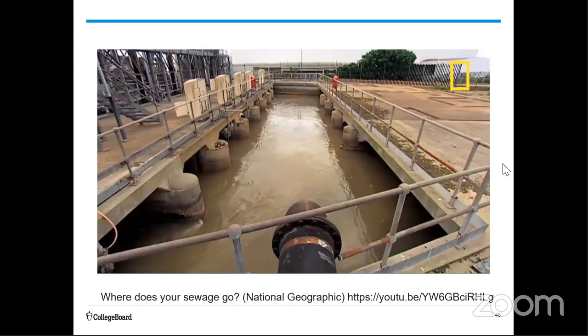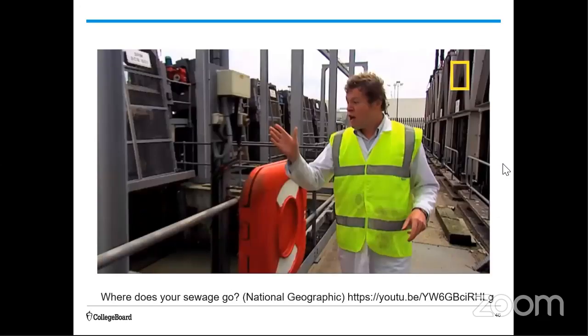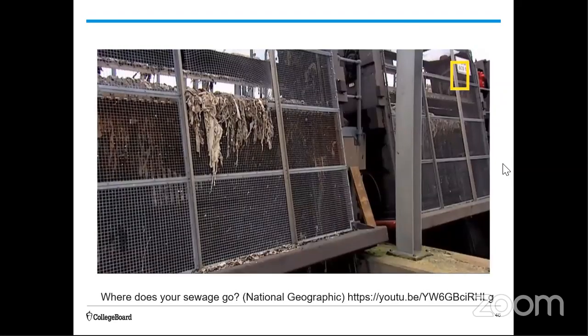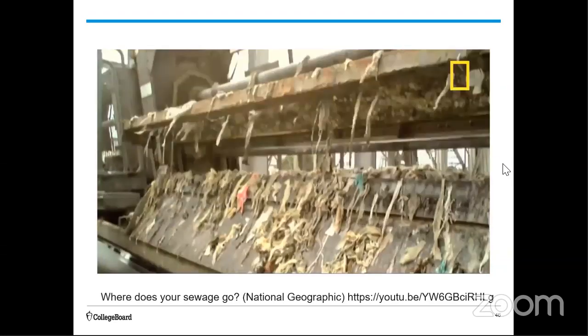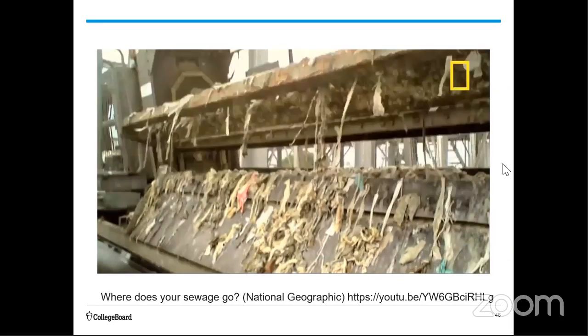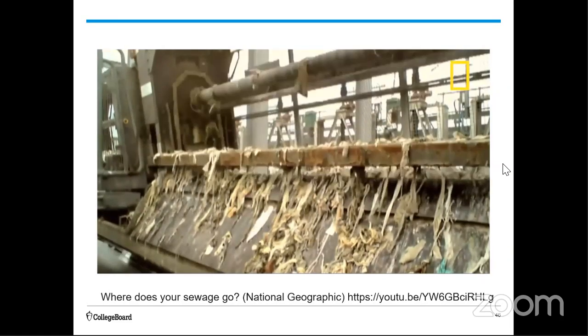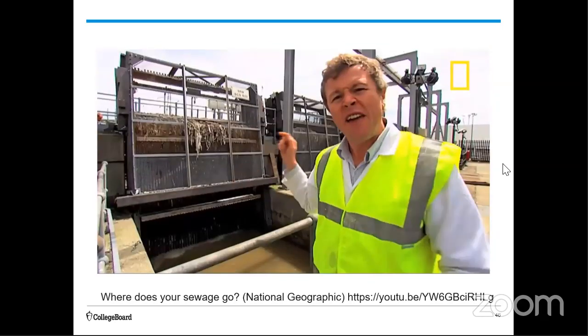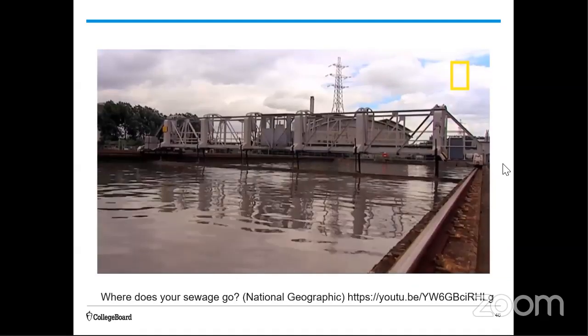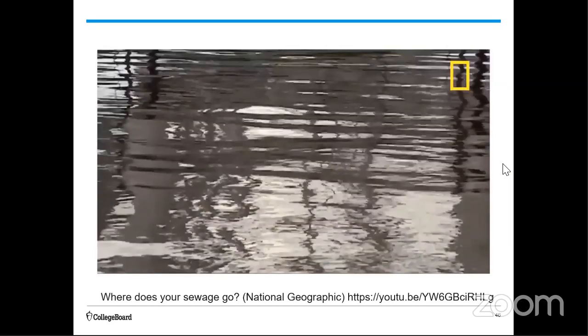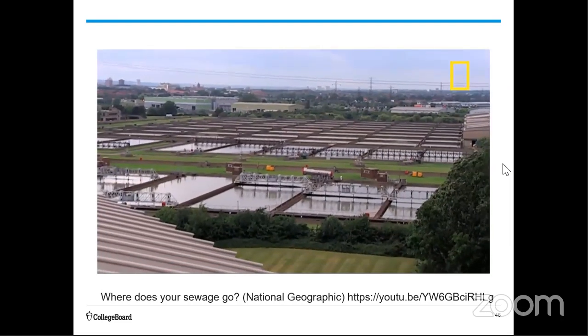The first process happens here at the inlet works. Using these screens, large lumps like bricks, wood, rags are raked out. Once collected, these large objects will all be washed and sent to a landfill site nearby. They've even had half a car here. Meanwhile, the remaining sewage passes on to the next part of the process, into these primary settlement tanks.